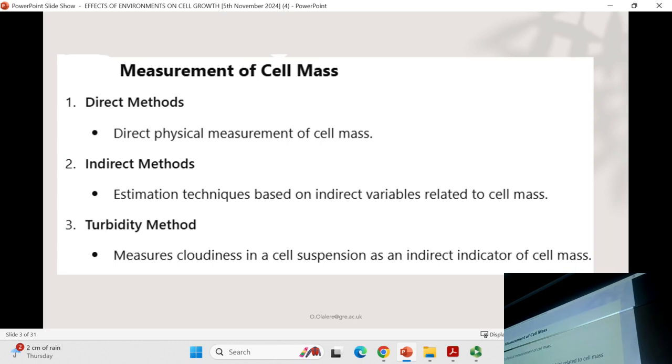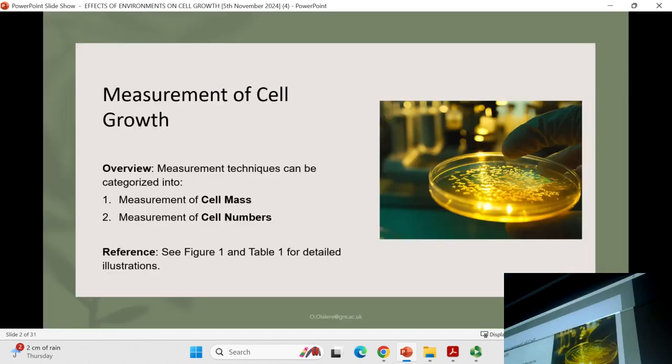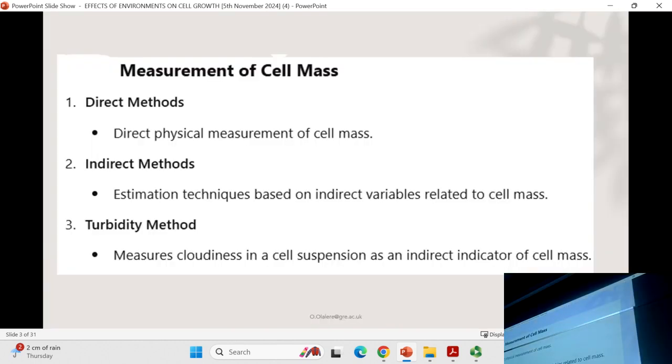So we have different methods. For the first one, to measure cell mass, we have the direct method, which is direct physical measurement of the cell mass. And we have indirect methods also, that is, estimation techniques based on an indirect variable related to cell mass.